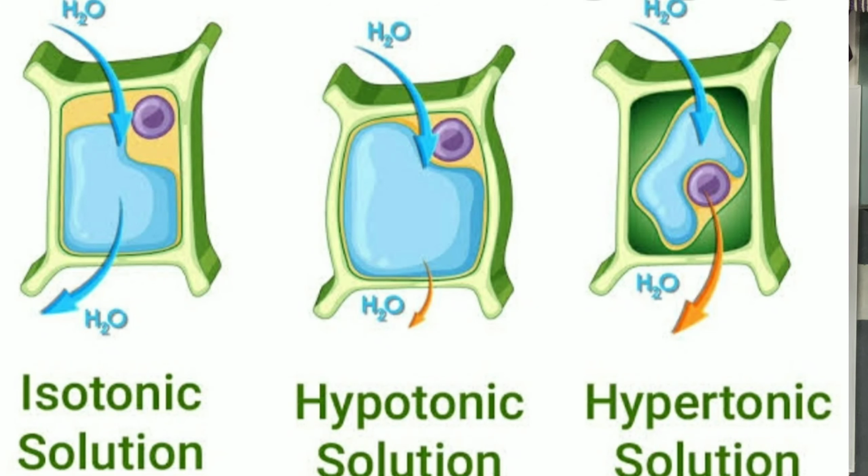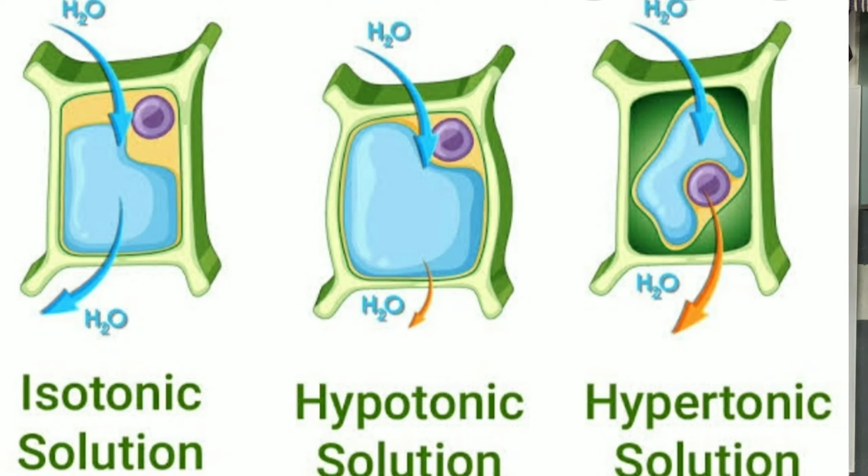Is it clear? Then what will happen if we put an animal cell or a plant cell in these three kinds of solution? Is it clear now? If we keep the cell in the isotonic solution, there is no change in size as there is no movement of water in and out of the cell. Why? Because the amount of water both inside the cell and the surrounding is equal. Second one, when it is kept in the hypotonic medium, water moves from the surrounding medium into the cell because the water present in the cell is less than that of the surrounding medium. So the cell swells up.